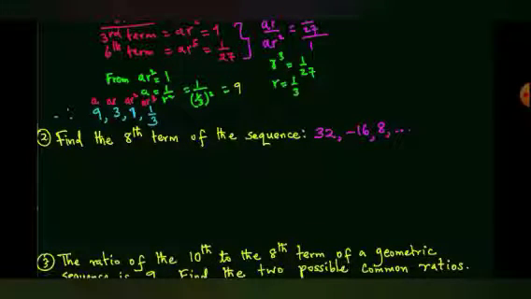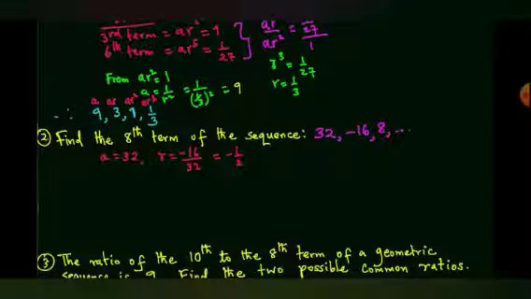In number 2, find the 8th term of the sequence. So we have in the sequence, the first term is given as 32. We can get the common ratio, 32 over negative 16. Sorry, that should be negative 16 over 32, and this gives us negative a half.